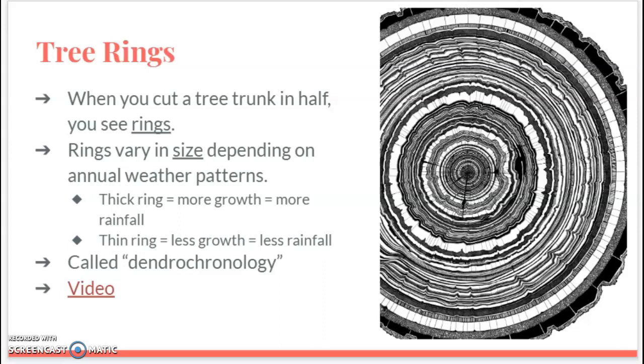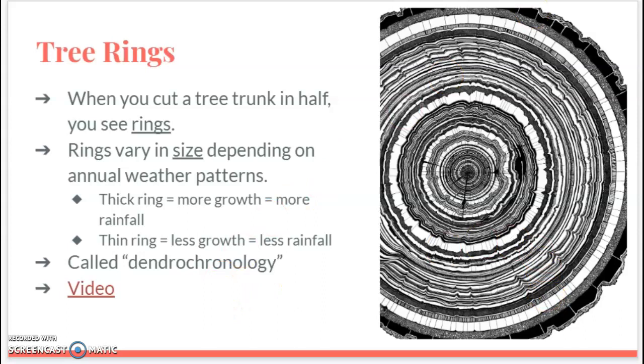So if a ring is thicker, like right here where you see my mouse, that ring is pretty thick, which means that there was a lot of growth that happened in that year. So that tree probably had limited competition for sunlight and nutrients, and it probably had a lot of rain. When we have thinner rings, like right here where my mouse is, that means the tree grew less in that year, which probably means that it might have had more competition. It probably had less rainfall. If we see a bunch of rings like that in a row, maybe that was a time of drought.